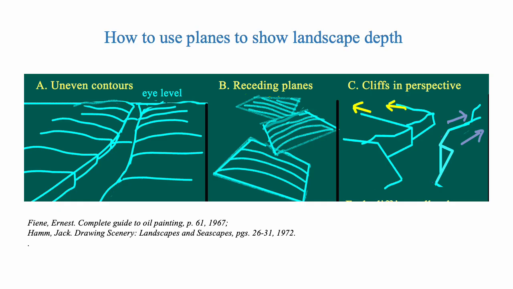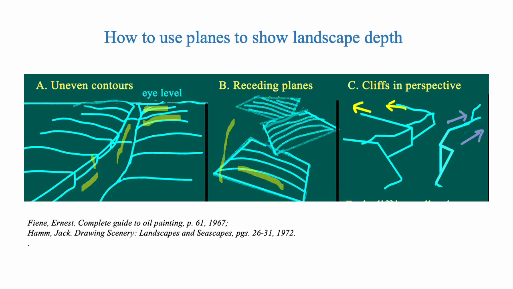Let's use planes to show depth in a landscape. So in this first picture, we have a stream or a road and cliffs on both sides. All the elements narrow as they approach eye level, and the contour lines get closer together. Now in the second picture, the receding planes in perspective could be like plowed fields with cross contour lines.